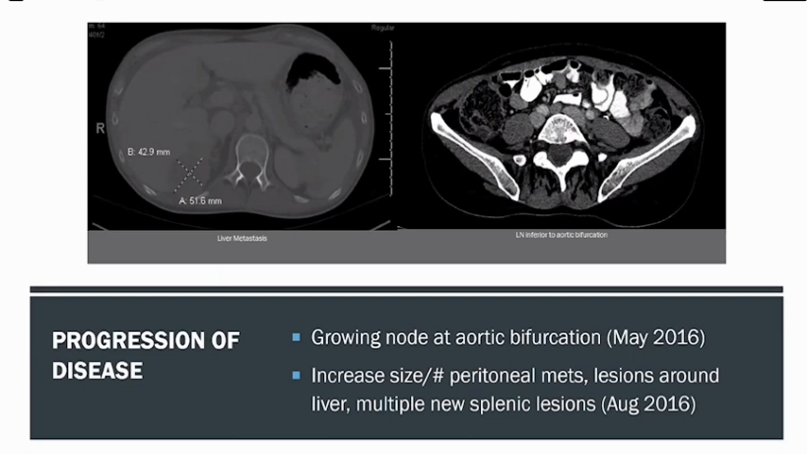She showed progression of disease. In May 2016, she had a growing node at the aortic bifurcation. And then August 2016, she had increased size and numbers of peritoneal mets, lesions around the liver, multiple new splenic lesions. So she was not responding to anything at this point.